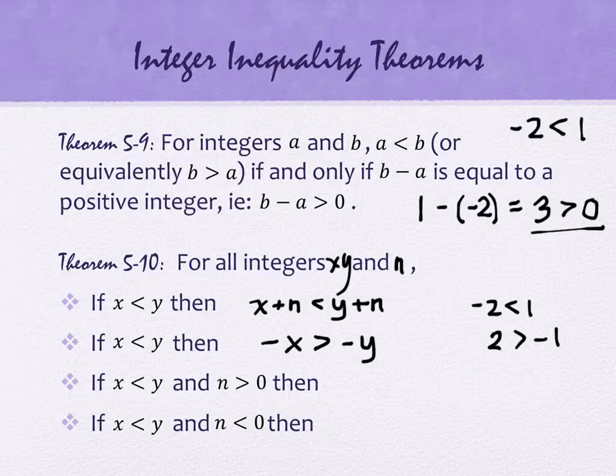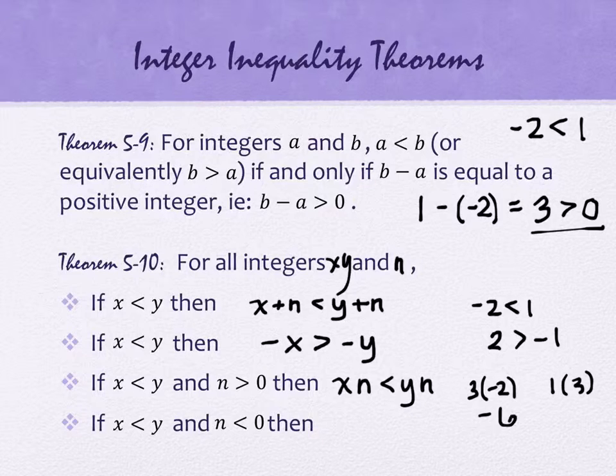Okay, the next two are quite similar to the last one and to each other, actually. It says if x is less than y and n is positive, then x times n is less than y times n. In other words, as long as it's a positive number and you multiply on both sides, the direction of the inequality stays the same. So if I took this negative 2 is less than 1 and I multiplied it by 3, I'd get negative 6, I'd get positive 3. The inequality still is a less than inequality, right? A positive number does not change the direction of the inequality.